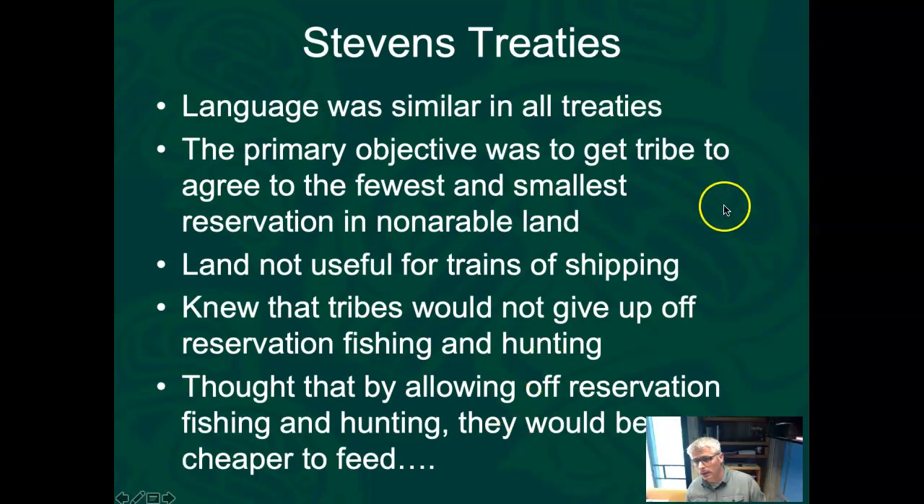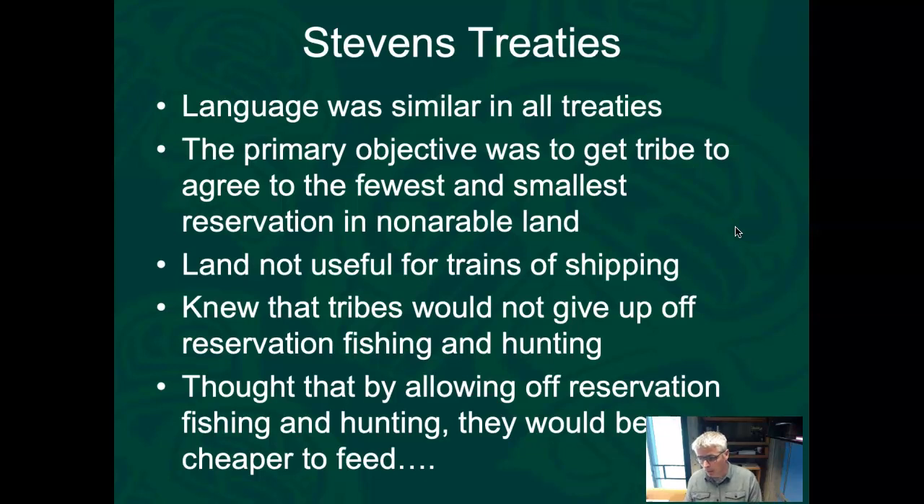And all of these Stevens treaties, the language is pretty similar in all the treaties. And the main objective was to get the tribe to agree to the fewest and smallest amount of reservation land that's non-heritable, that's non-farmable. When you look at the map of reservation areas, keep these few things in mind and go back and look at where these reservations are, and it makes sense that Stevens wanted to get folks to move or agree to move to land that was not going to be useful for farming, because that was the main industry at the time, agriculture.